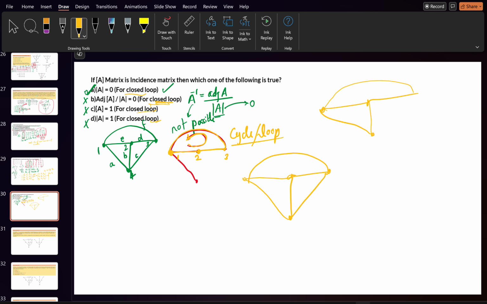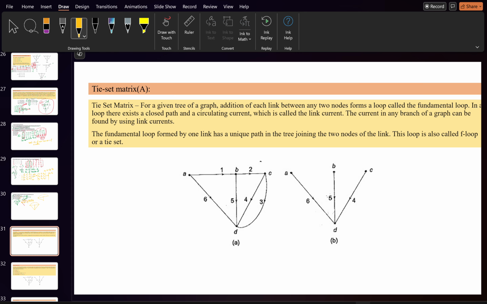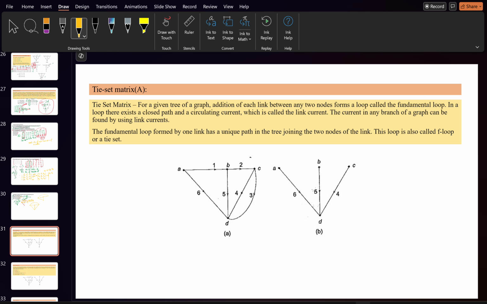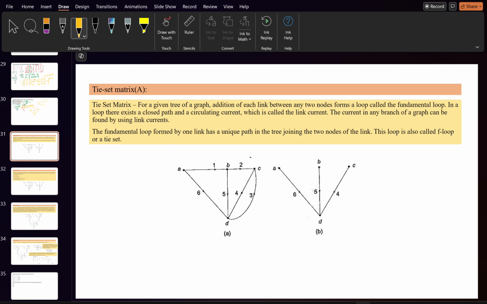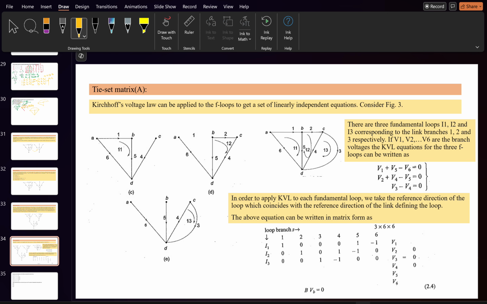Okay, so let's move to the last part, that is the tie-set matrix. In the tie-set matrix, you just have to remember that you form a tree, there are steps I think I have given. So the basic thing for the formation of the tie-set matrix, you just have to make a tree. Then after that, you have to see the orientation of that graph. Okay, let me give the definition.